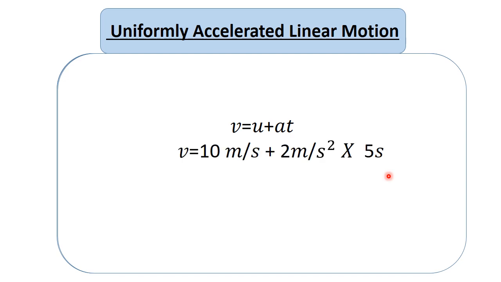We plug in the values that we have been given. So final velocity is equal to initial velocity, which is 10 meters per second, plus acceleration times time. If we punch this in, we're going to have 20 meters per second as our final velocity.